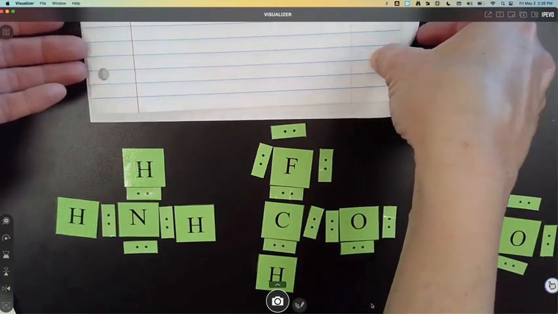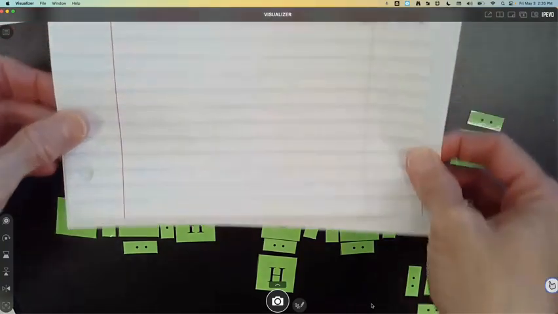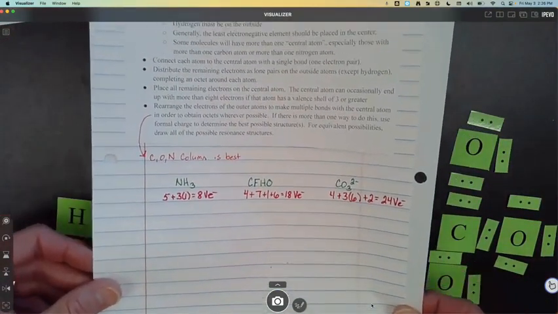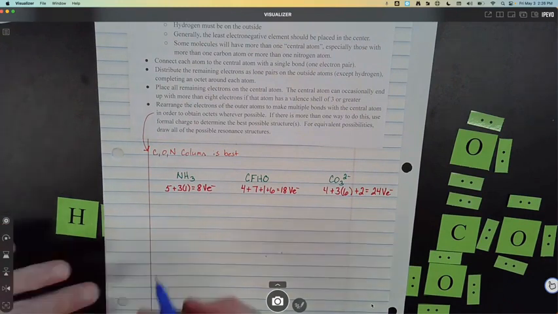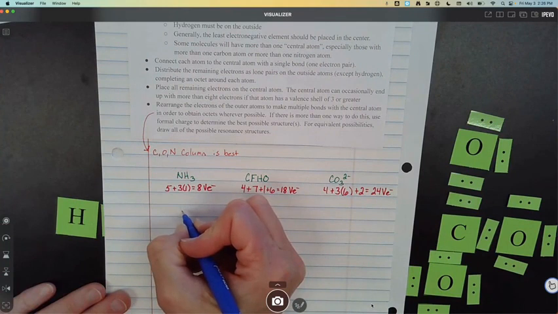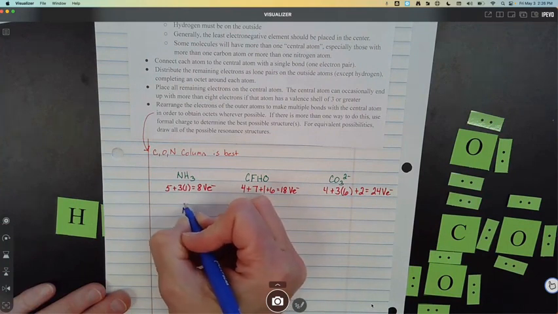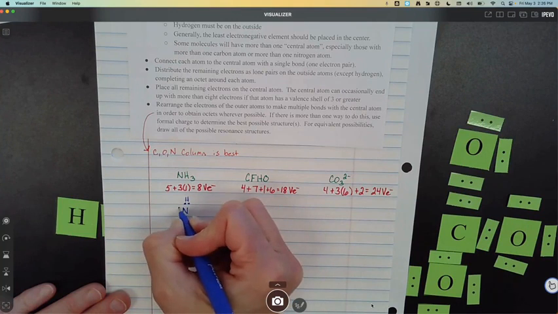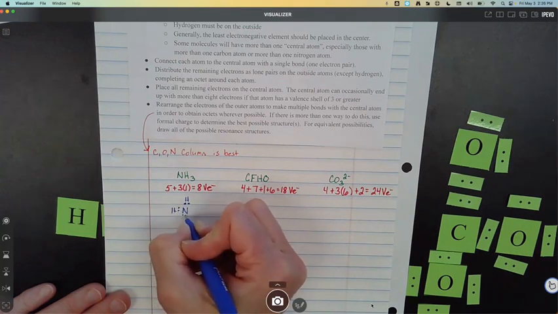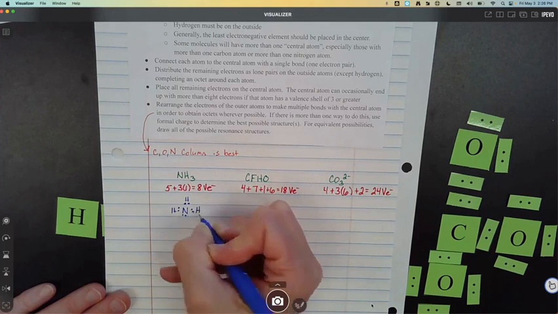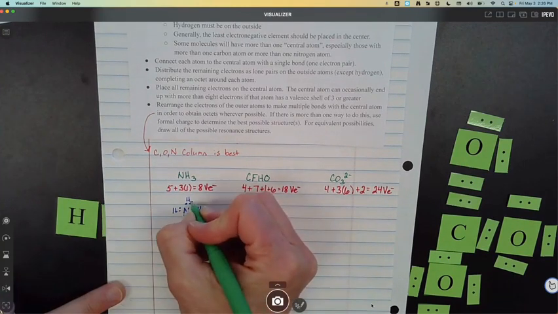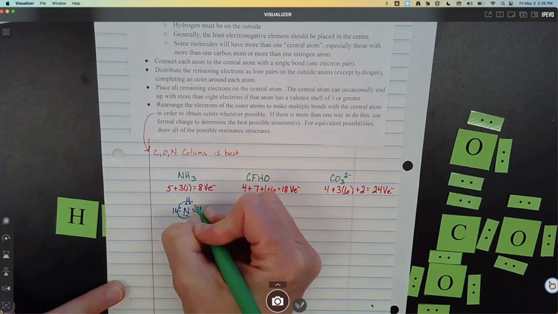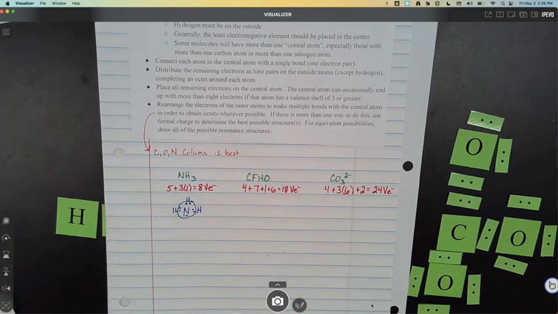Now that we have these nice pretty piles on our desk, we're going to draw them onto this paper. So if you look at your NH3, our NH3 currently looks like this. If we do a quick assessment of our situation, we can see that the nitrogen has access to 8 valence electrons.